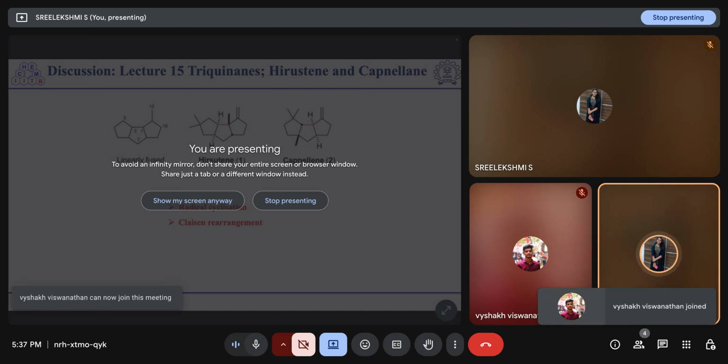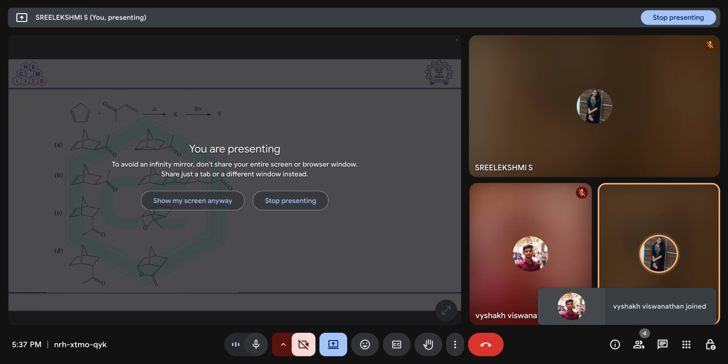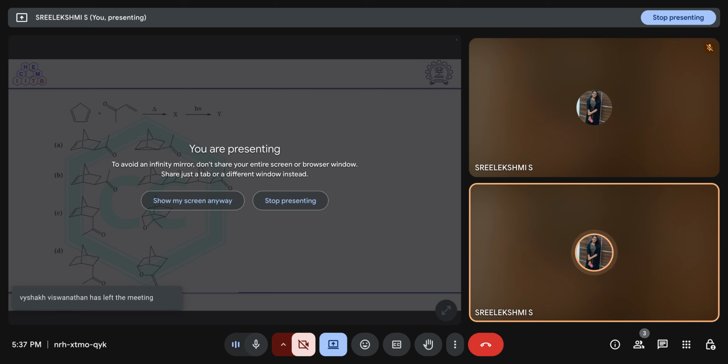So now we will start the discussion of some questions related to these topics which we saw here. So this is the first question. The cyclopentadiene and this alpha beta unsaturated ketone, upon heating, we will get this compound X, which on exposure to this photochemical condition we will get a compound Y. So which are these compounds X and Y out of these four options given here?